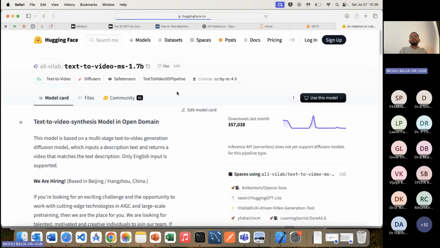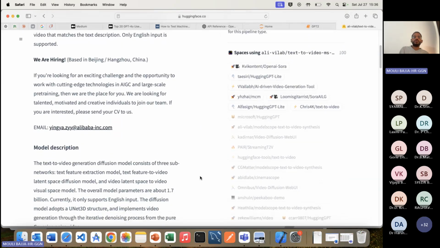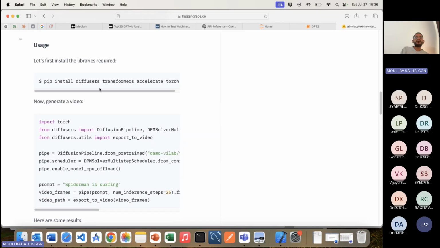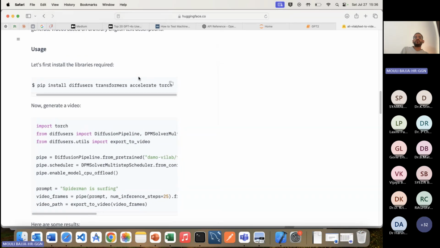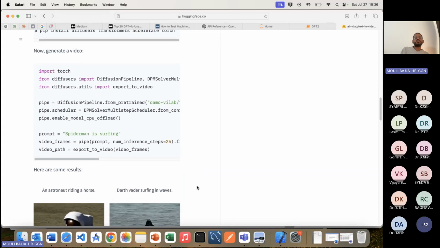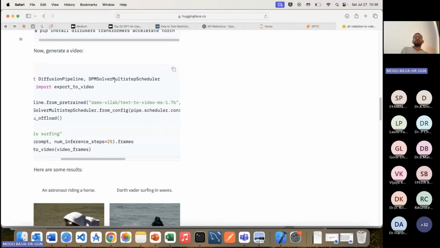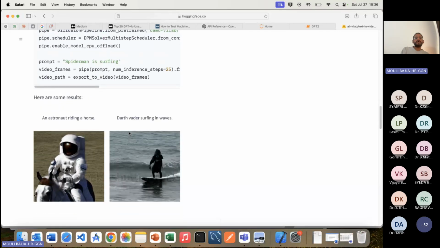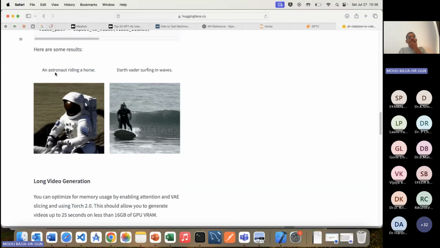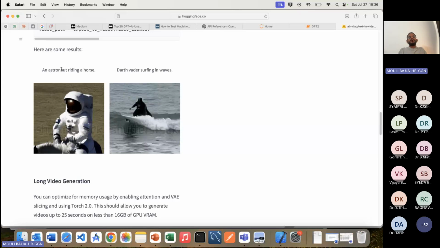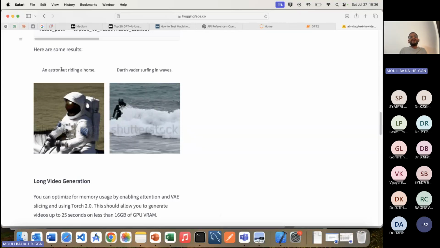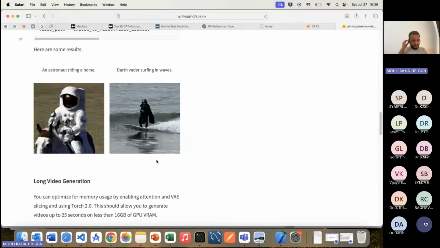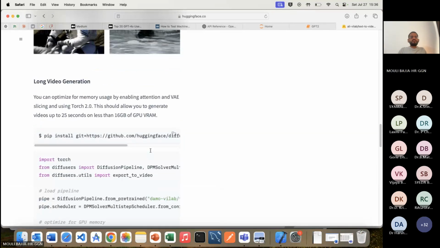Model scope, and so on and so forth. All right. Okay. You have to install diffusers, transformers, accelerate, torch. Then from diffusers, you have diffusion pipeline, DPM solver, multistep scheduler, and so on and so forth. You get this. So here the prompt was an astronaut riding a horse, Darth Vader surfing in waves. Those of you who watch.